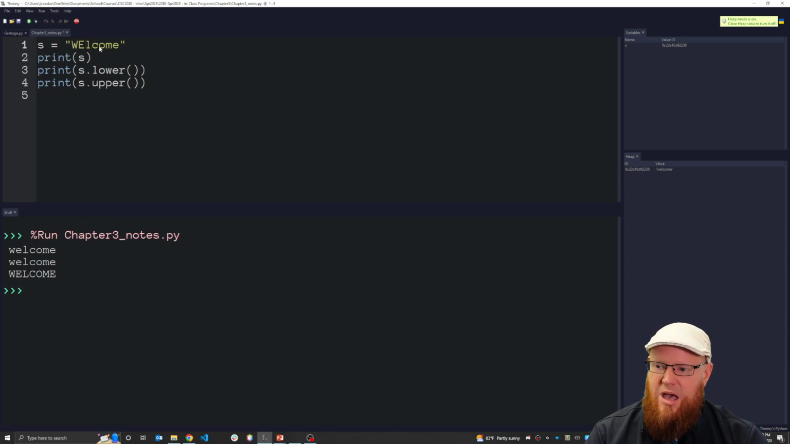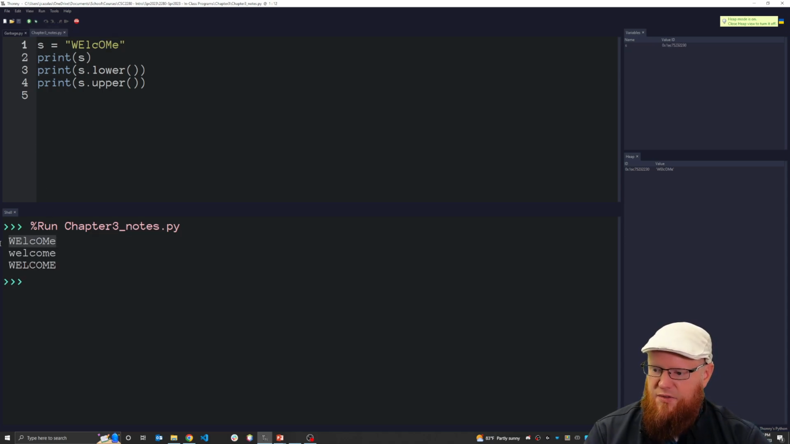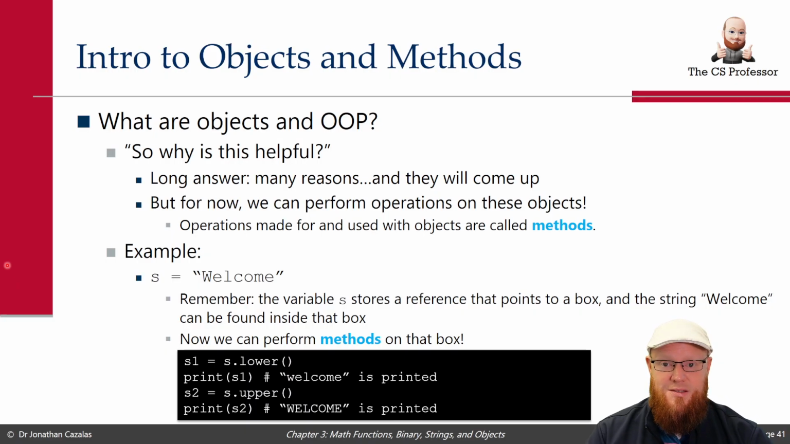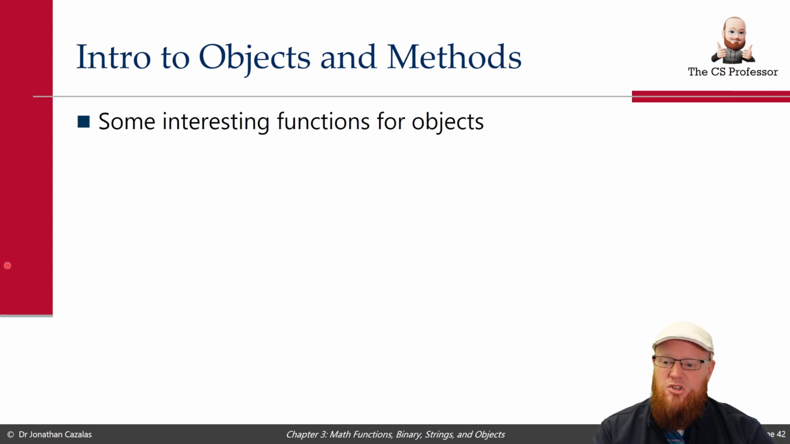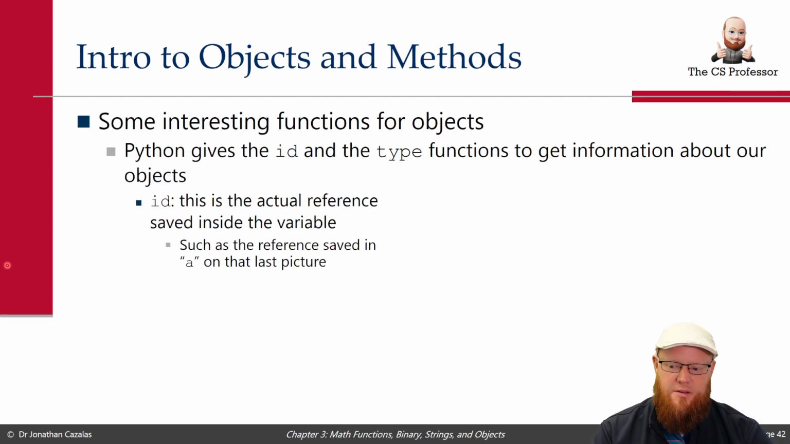Let me make some of this capital so we can see what it's doing. So here, if I just print S, it's the funky uppercase, lowercase combinations. But I can lowercase it or I can uppercase it using one of these methods. It's a string method, and we're able to have access to that string method because a string is an object.